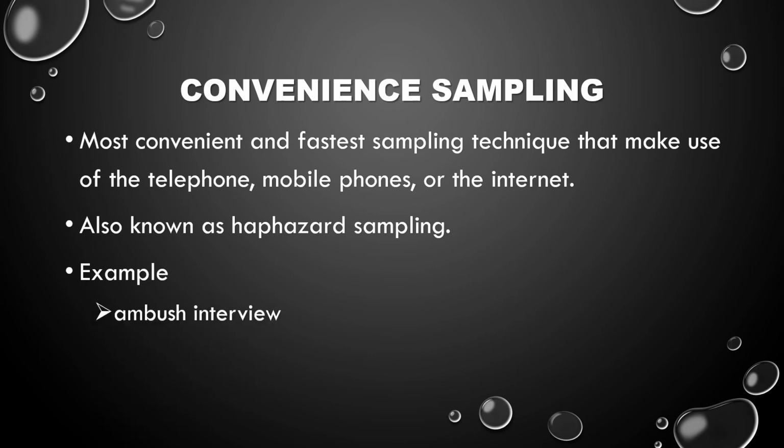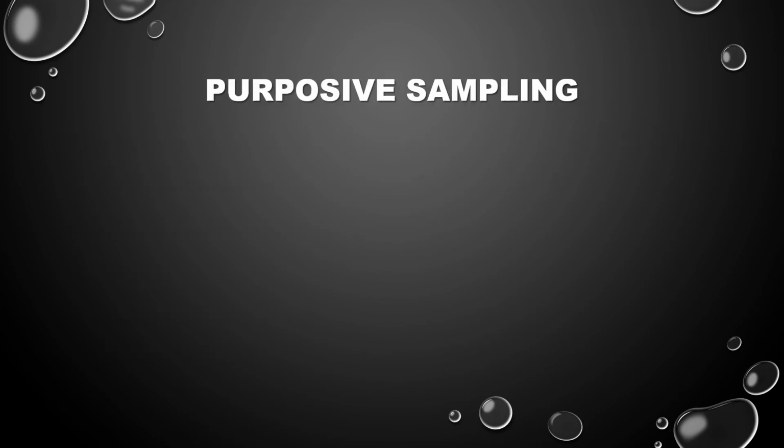Now, an example is the ambush interview, which is more likely similar to accidental sampling. Ambush interview is you will be interviewing those that are on the spot or wherever you are right now. So again, you are staying in your comfort zone because you do not go anywhere, you do not travel, you do not look for your respondent. So that is convenience sampling. Another one, as I mentioned, is internet polling, in which you will be generating information over the internet using social media. Next one is purposive sampling.